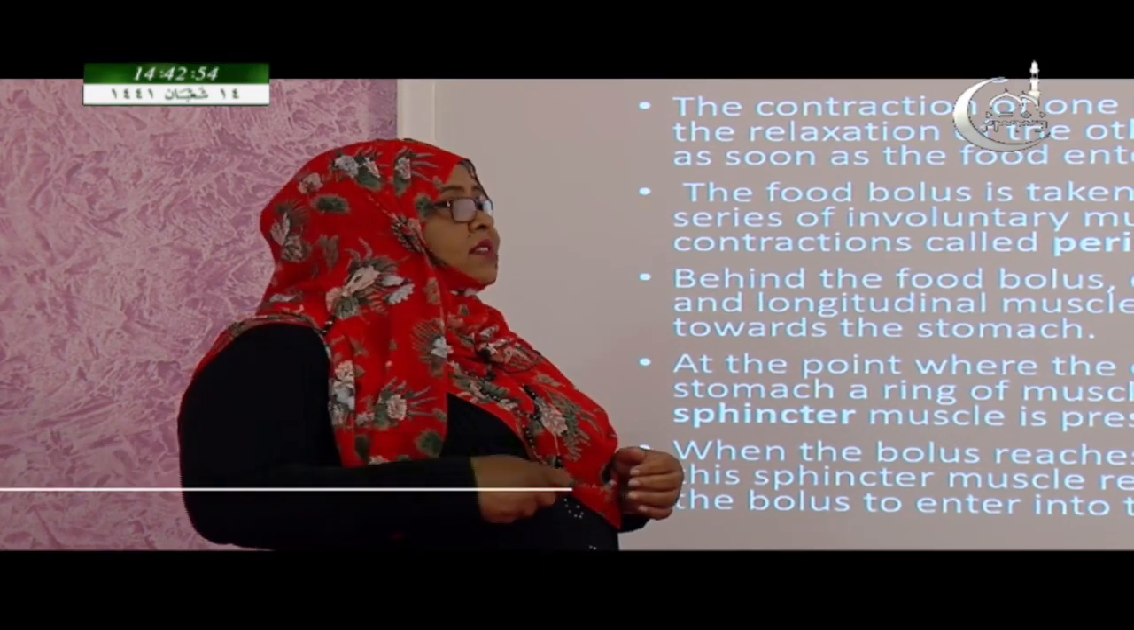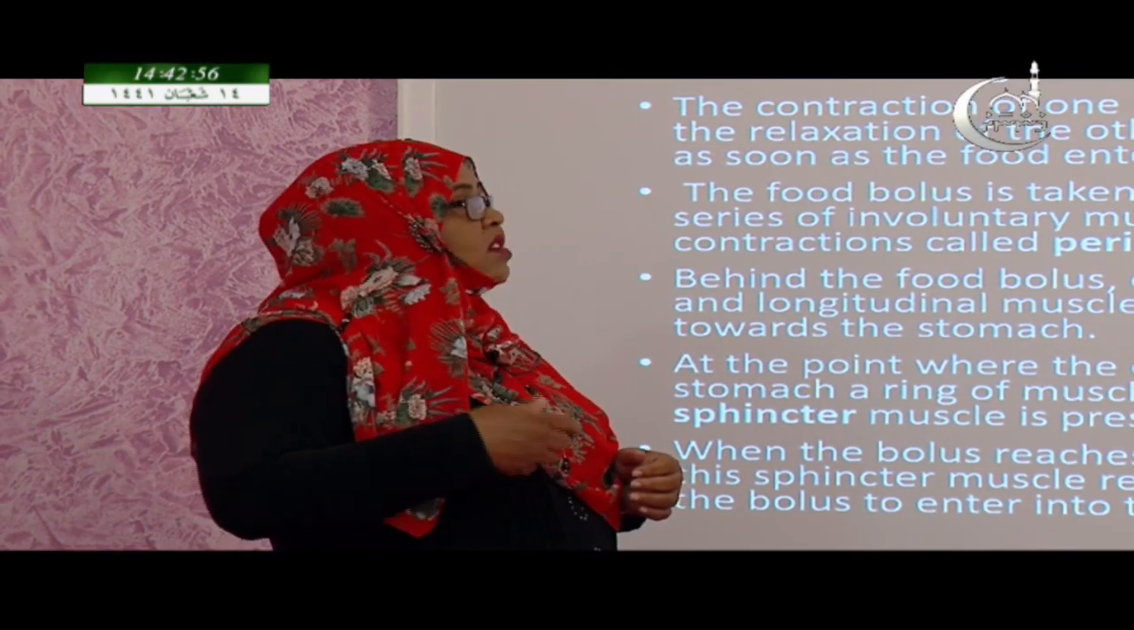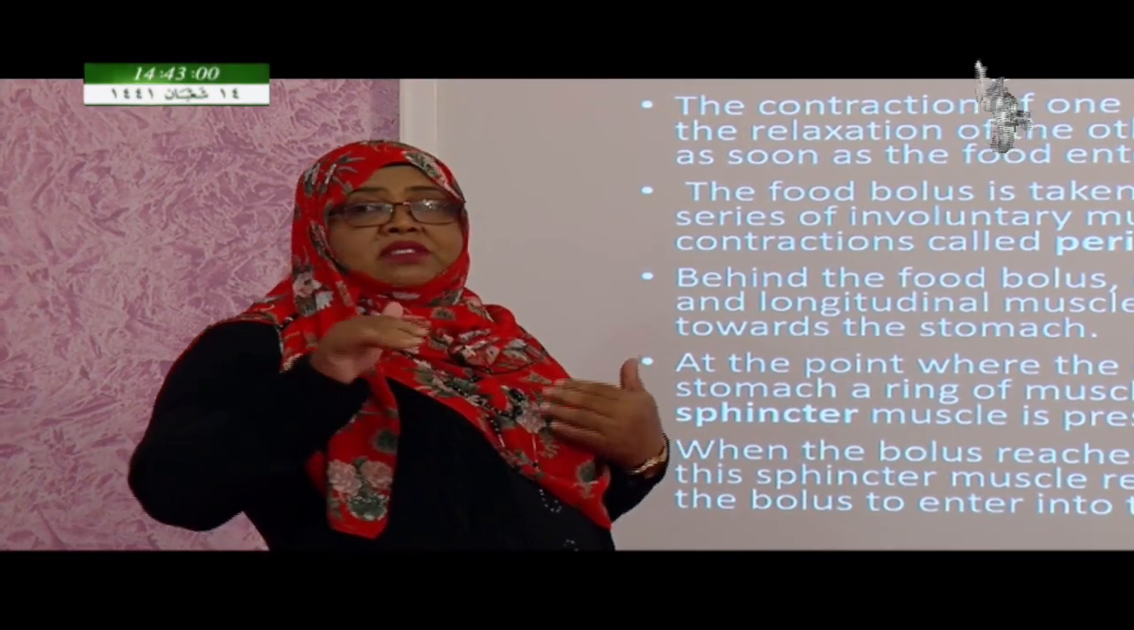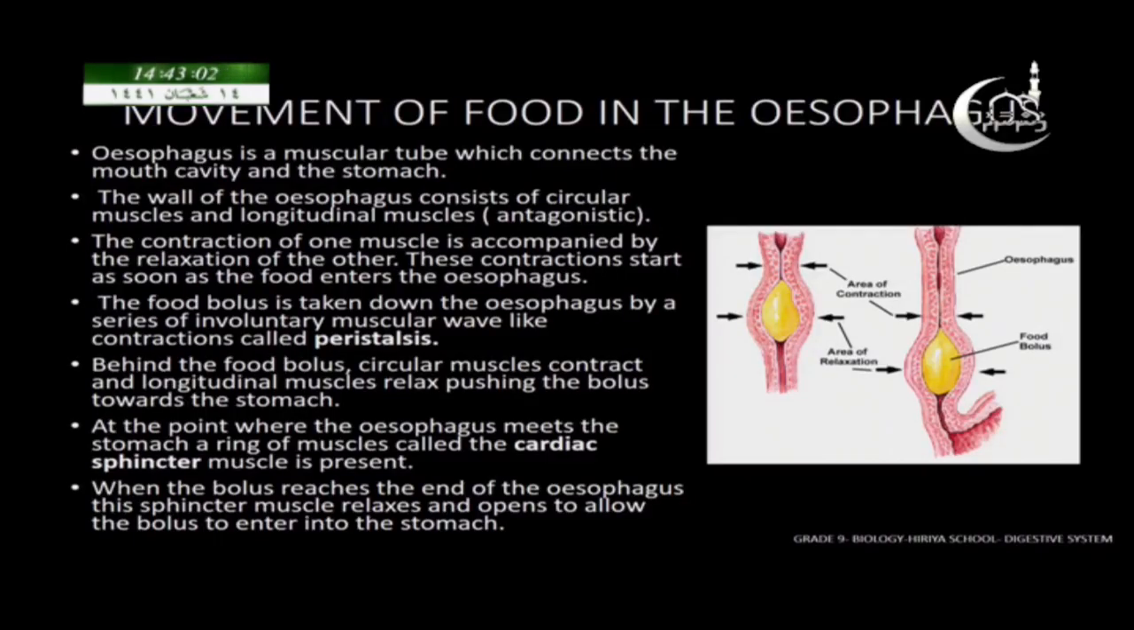The food will go into the respiratory tract, and we can get choked. While we are eating, sometimes we start choking or coughing, because that means the food is going into the respiratory tract. So, to avoid that, there is the epiglottis which closes it, and the food enters into the esophagus. The esophagus is a tube from the mouth to the stomach.